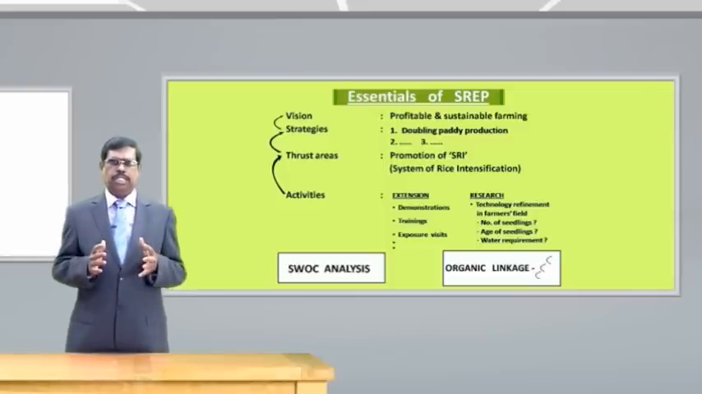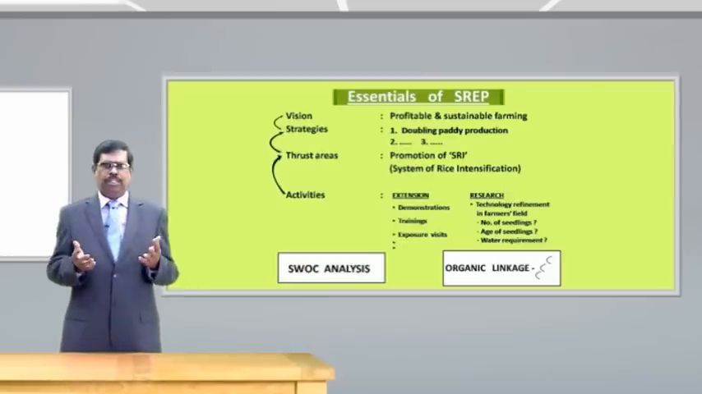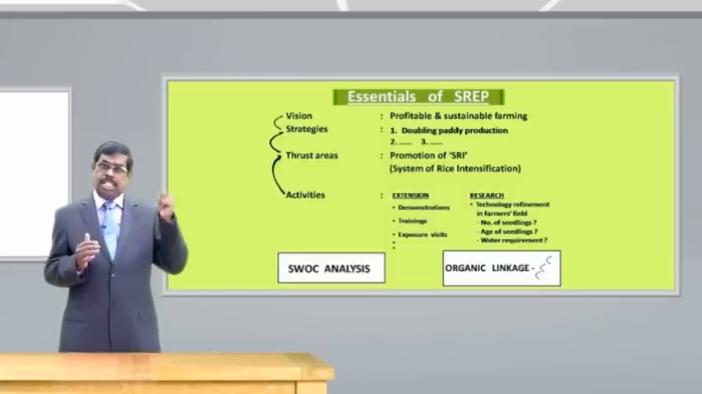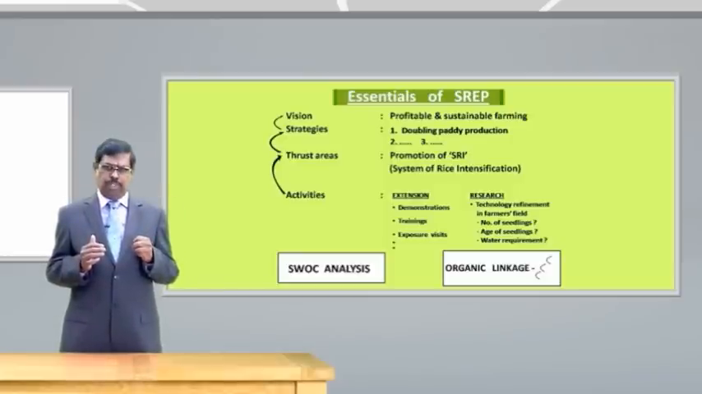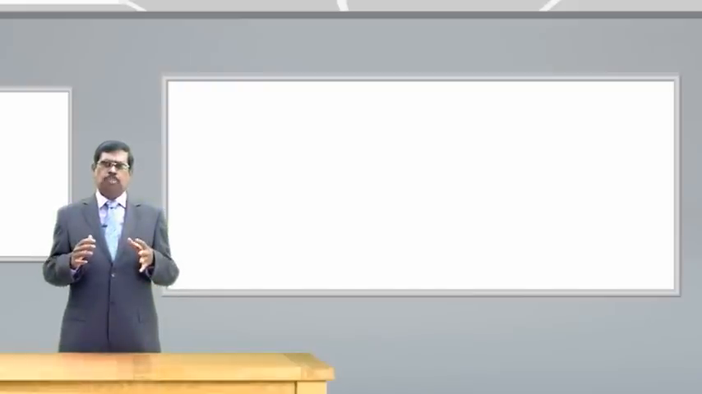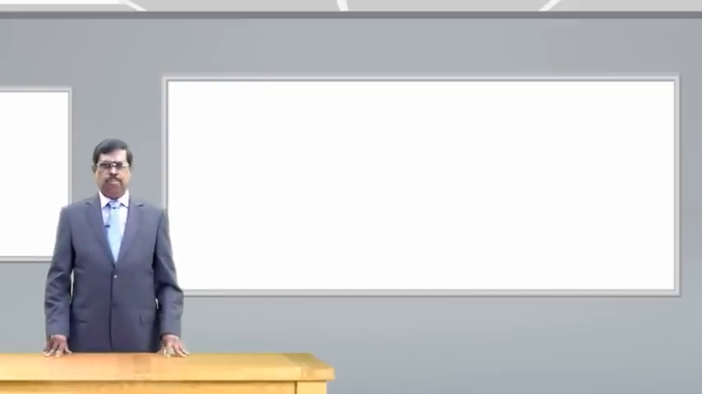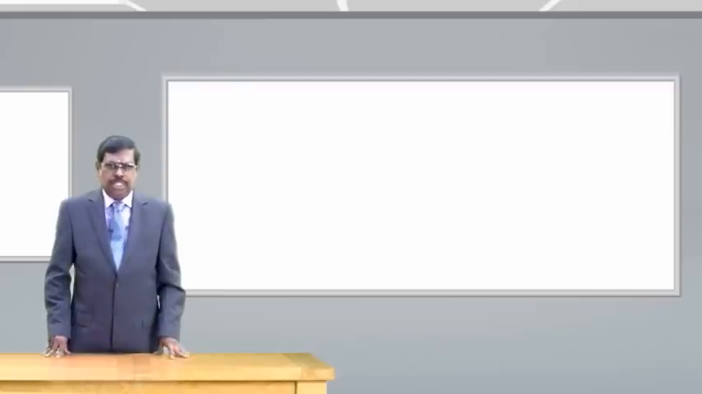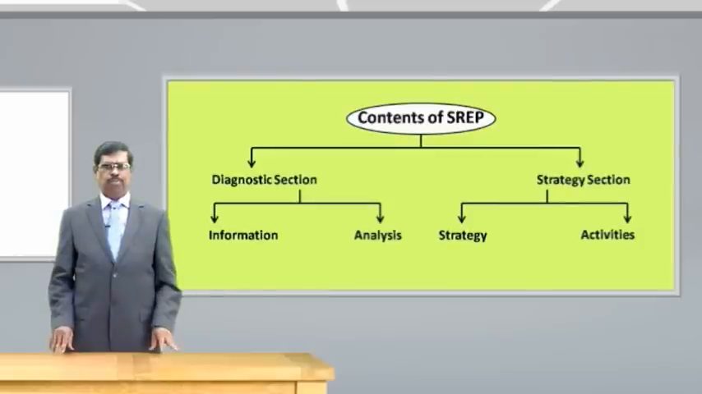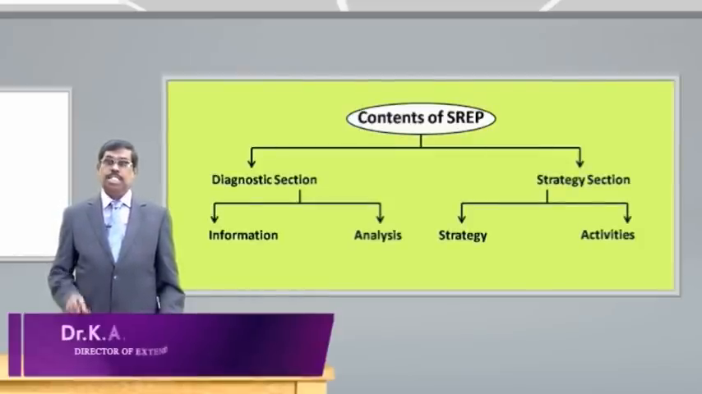Why I am telling this is, many times we propose some activities without having in mind what thrust area or strategy we need to achieve. So that is why we need to ensure this, and it has to be ensured in a participatory way by all the stakeholders. Well friends, now we will come to the SREP as it is, and the contents of SREP we can broadly classify into 2 categories. Number 1 is the diagnostic section, number 2 is the strategic section.